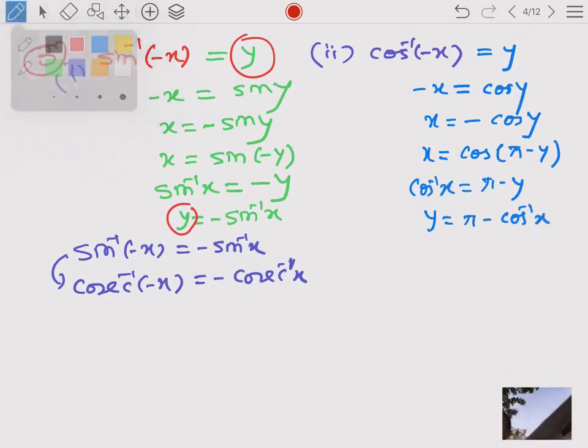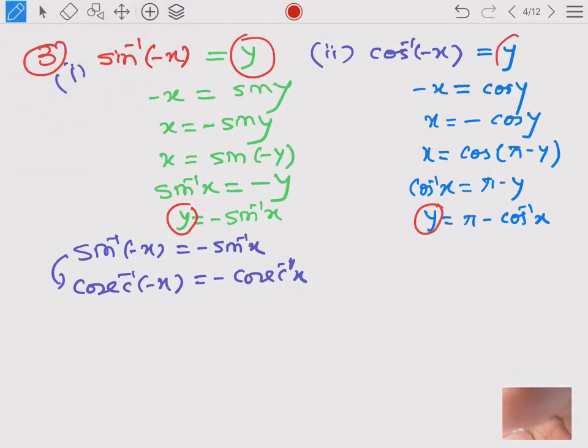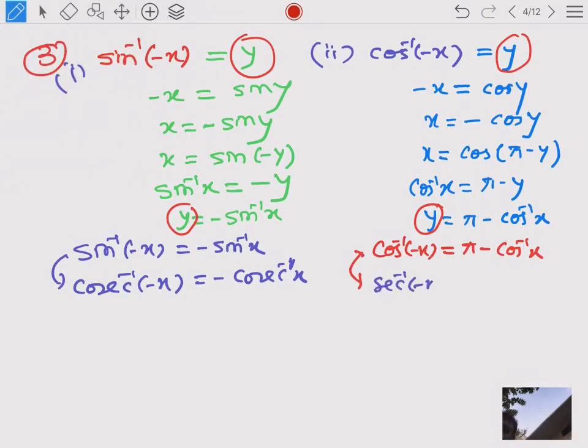Now if we see here, y is equal to cos inverse of minus x and y is equal to pi minus cos inverse x, so our formula will become that cos inverse of minus x is equal to pi minus cos inverse x. In a similar way we can write that sec inverse of minus x is also written as pi minus sec inverse x.